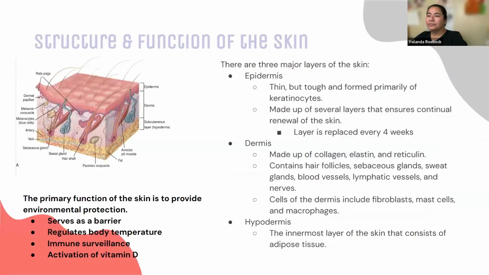Integumentary system. The structure and function of the skin. There are three major layers of the skin. The epidermis is thin but tough and formed primarily of keratinocytes. It's made up of several layers that ensure continual renewal of the skin. This layer is replaced every 4 weeks.